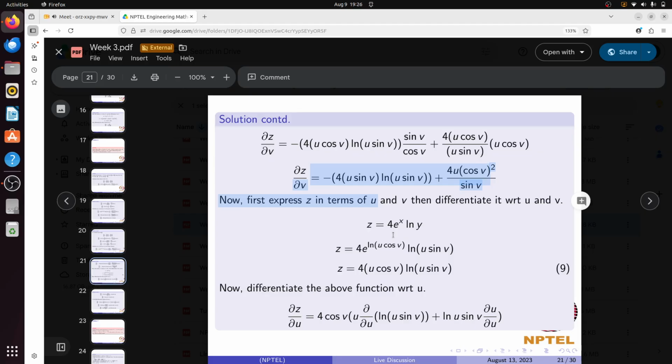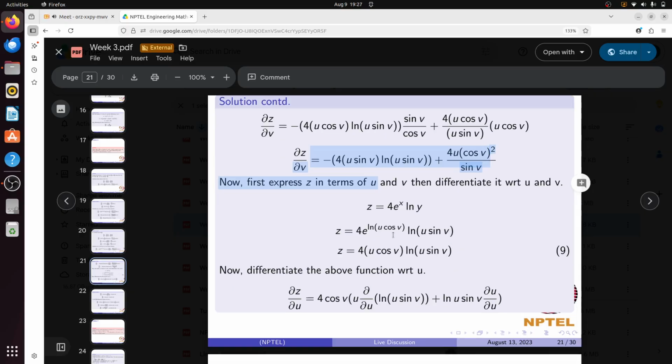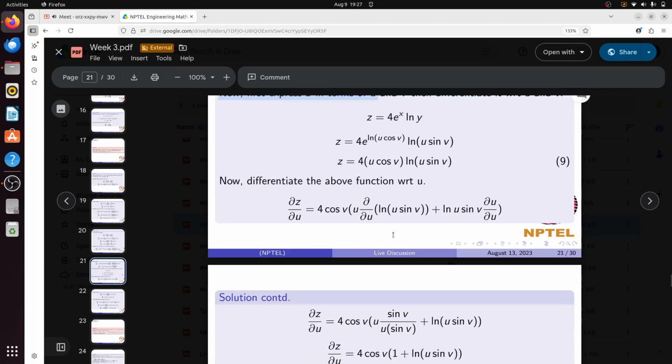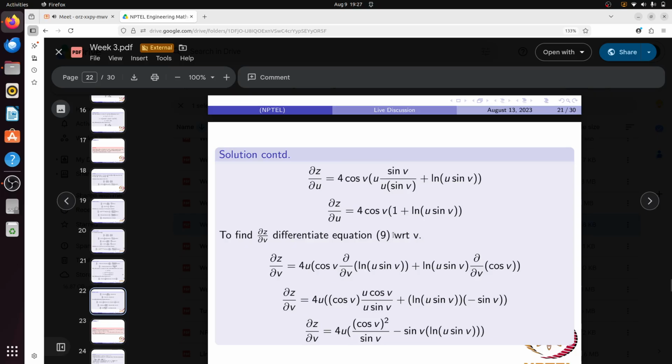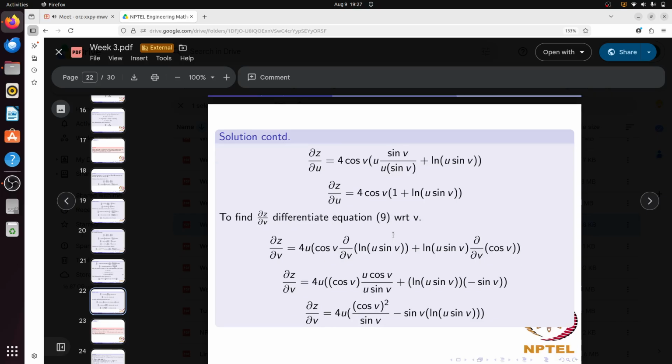Now differentiate the above function with respect to u. So del z del u will give you 4 cos v u del u ln u sin v plus ln u sin v del u, and then del z del u is 4 cos v u sin v by u sin v plus ln u sin v. Just basic calculation, you can get del z del u equal to 4 cos v 1 plus ln u sin v. Also to find del z del v, with respect to v, the procedure is the same, just be cautious dealing with sin cos functions along with the ln operator introduced here.